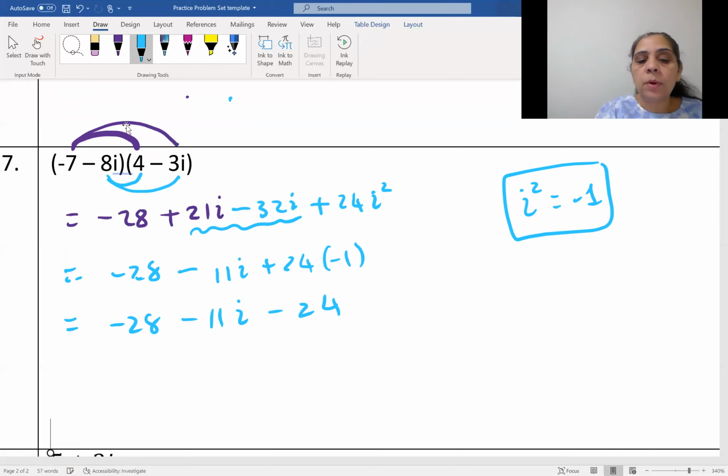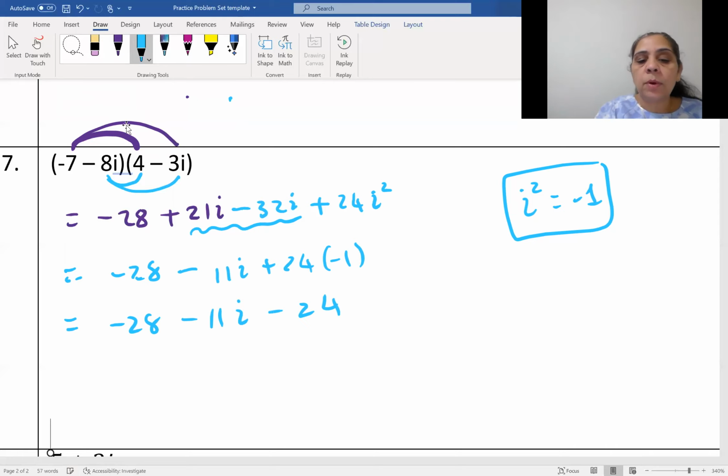So let's see here. Negative 28 minus 24. It will become 4 plus 8, 12, and 5. So negative 52 minus 11. All right. Let's see next one.